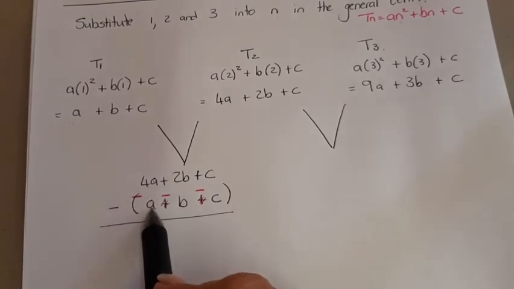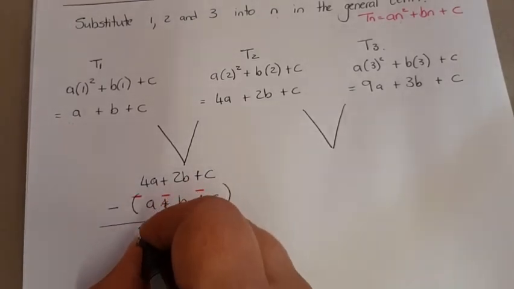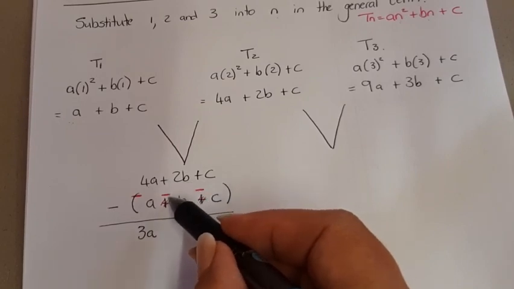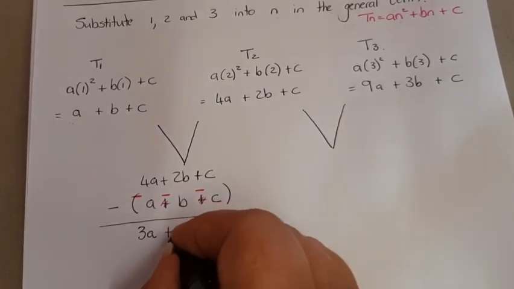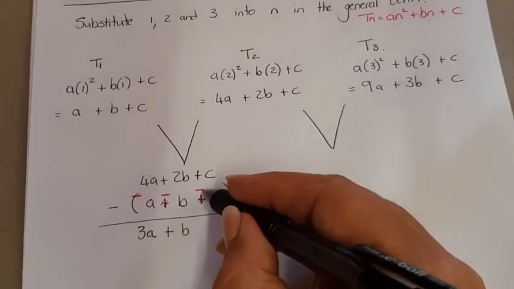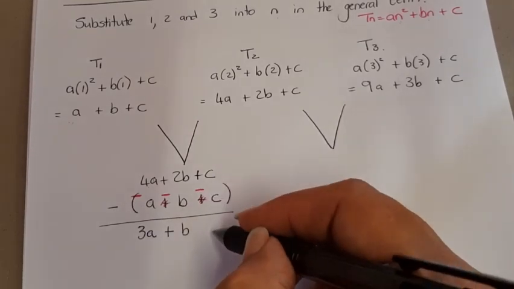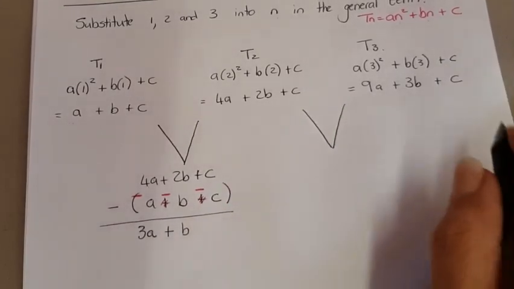Then we are going to use the pink ones. 4a minus a gives you 3a. 2b minus b gives you 1b. c minus c gives you 0. Let's do this method here again.